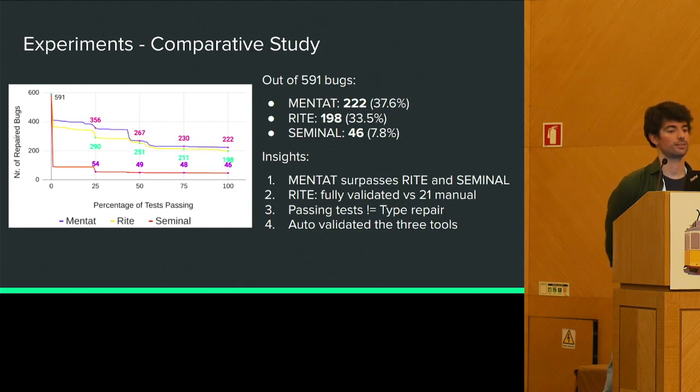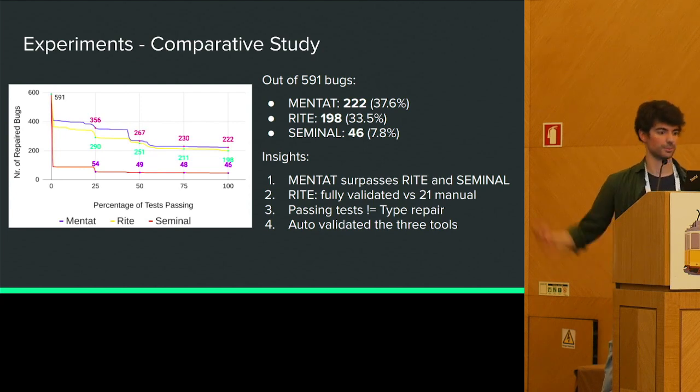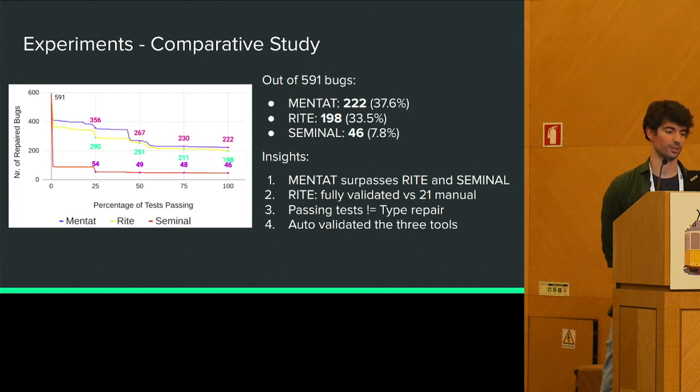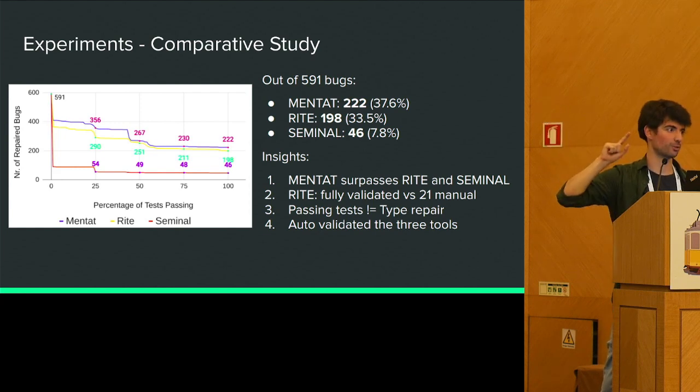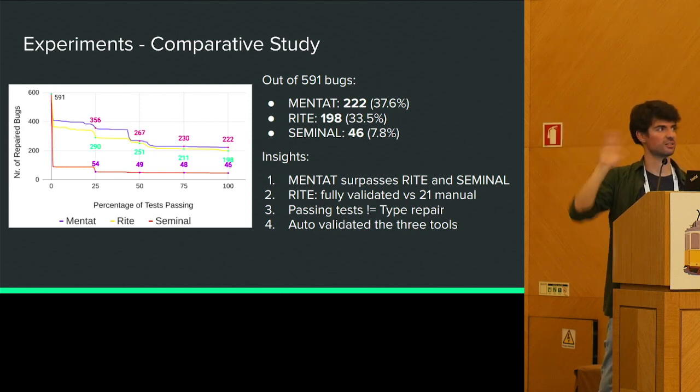Some of the insights we take from this are that Mentat surpasses existing state-of-the-art tools. We were able to fully validate results from Write, whereas initially the authors reported a manual analysis of 21 programs. Passing tests is different than type repair. Tools normally have a higher rate of type repair. So, for example, Write reports at least 80% type repair accuracy. Our tool is also able to produce more patches that fix type errors.